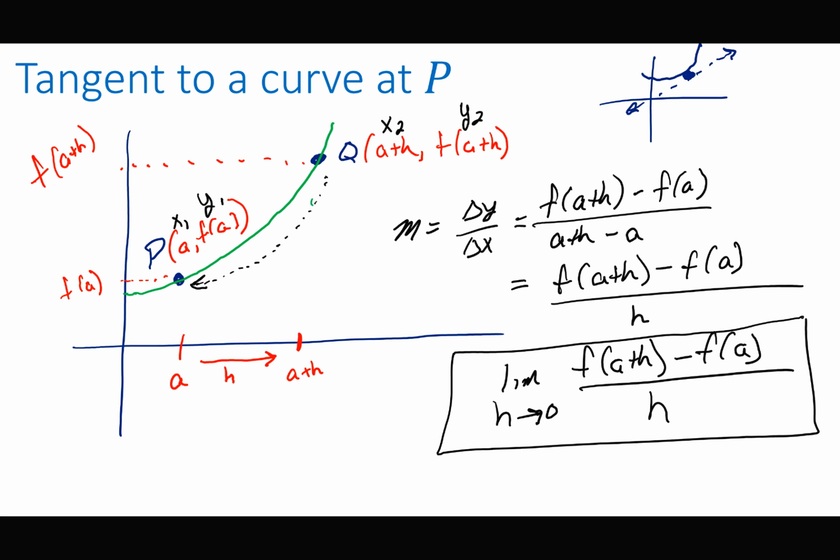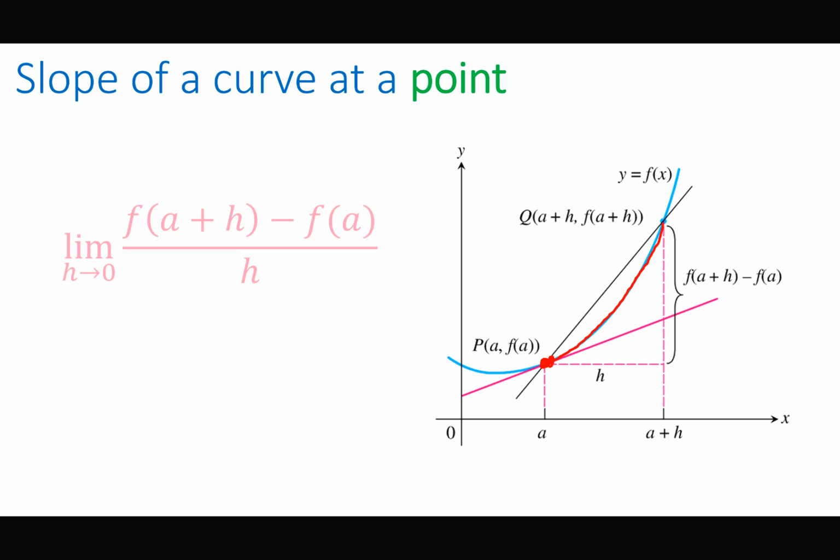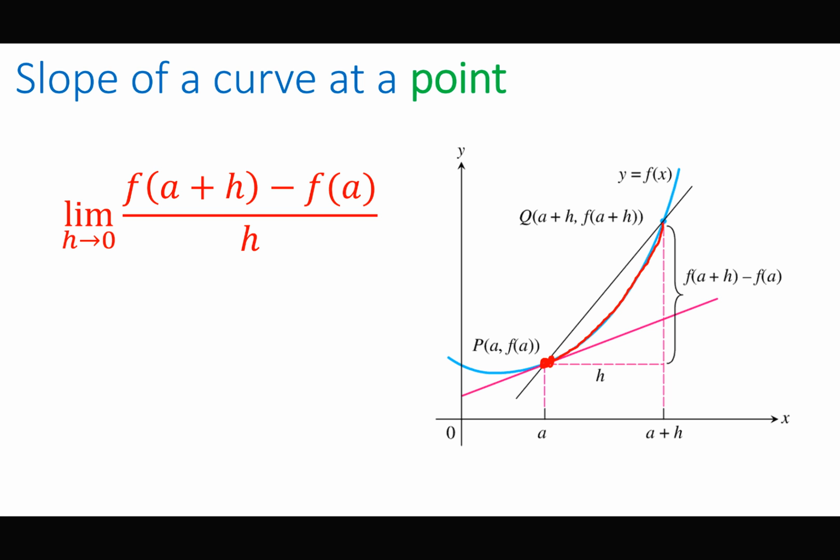All right, there's a lot of A's and h's going on, but simply think of it as y2, x2, y1, x1. All we're doing is slope. So officially, that limit as h approaches 0 of f of a plus h minus f of a all over h is the one that we're going to be working with.